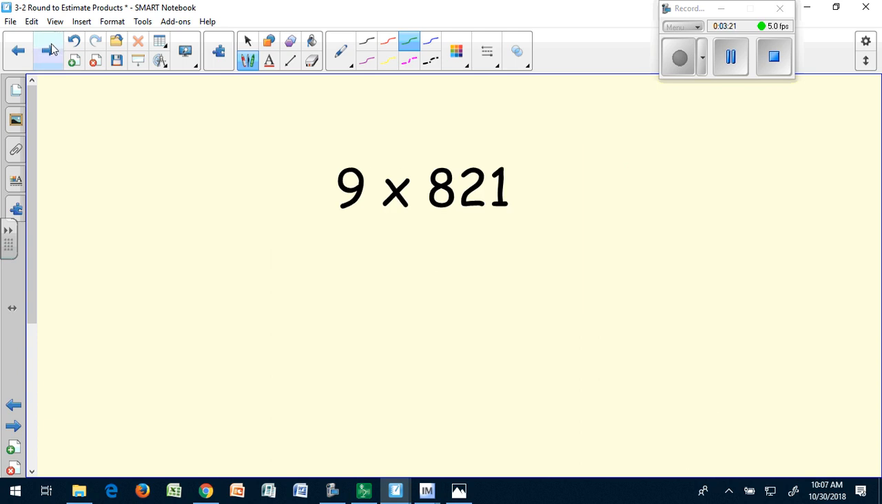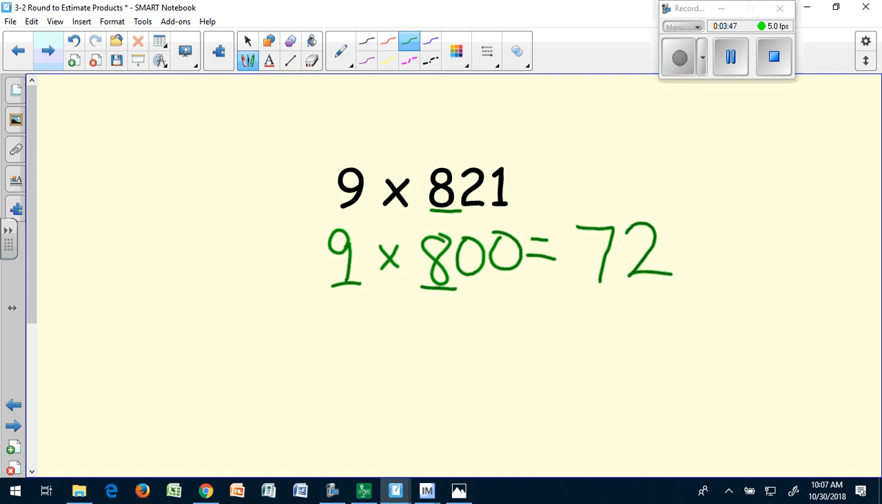How about 9 times 821? We know my 9 is going to stay the same. I'm going to round to the nearest 100, and I know that 821 is much closer to 800 than it is to 900. So my estimated problem will be 9 times 800. I know that 9 times 8 is 72, but I have 2 zeros, making my answer 7,200.